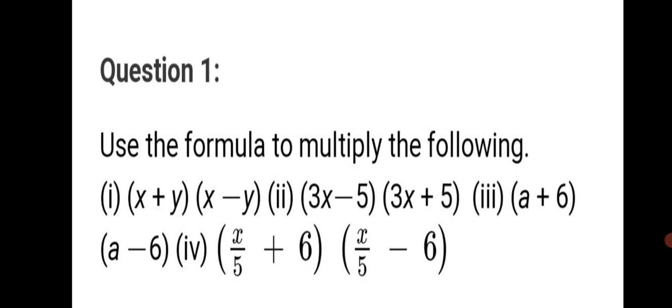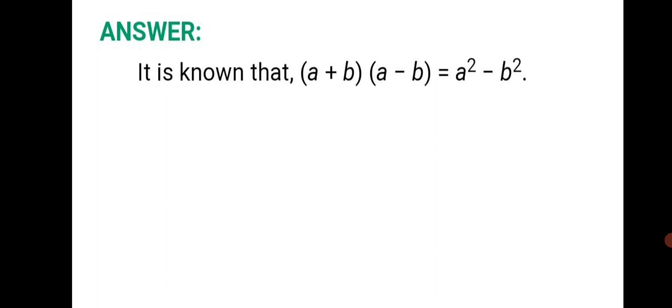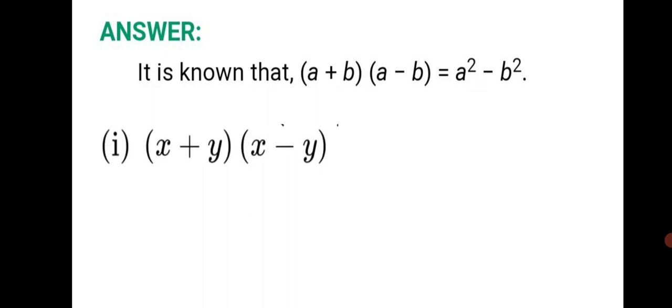Use the formula to multiply. So your answer, it is known that (a + b) into (a − b) is equal to a square minus b square. So now all our questions will be in this form: a plus b in one bracket multiplied by a minus b in the other bracket. So while solving, we have to write them in this form, a square minus b square. So let's see the first sum.